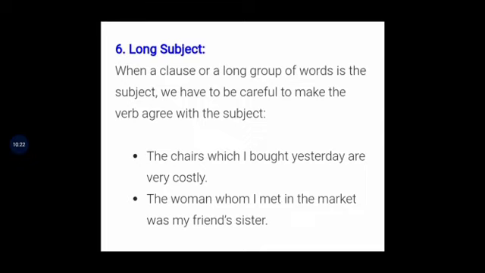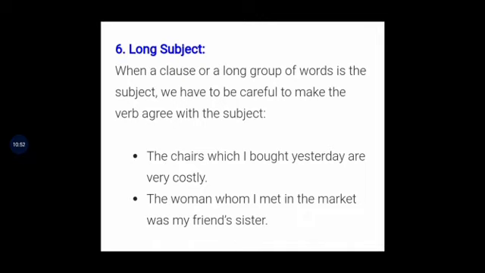Next, long subject. When a clause or a long group of words is the subject, we have to be careful to make the verb agree with the subject. Sometimes we have a long subject or a clause. At that time, we have to be very careful to make the verb agree with the subject. The chairs which I bought yesterday are very costly.